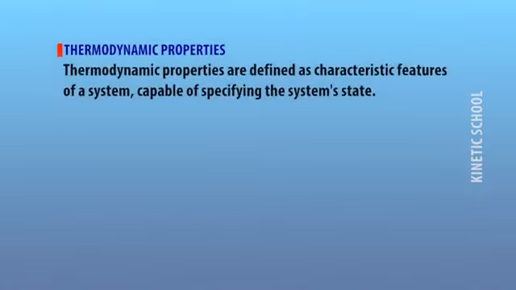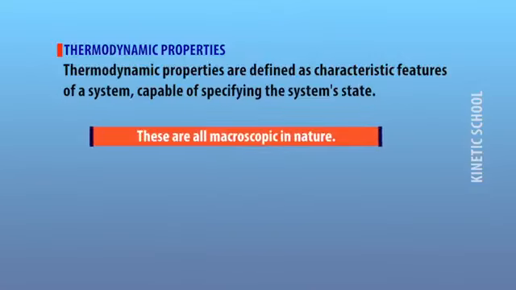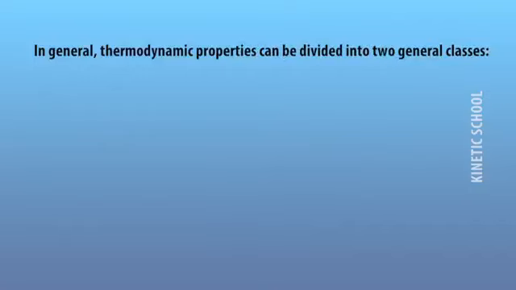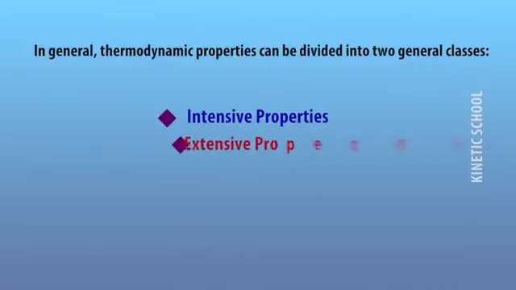Thermodynamic properties. Thermodynamic properties are defined as characteristic features of a system, capable of specifying the system state. These are all macroscopic in nature. In general, thermodynamic properties can be divided into two classes: intensive properties and extensive properties.